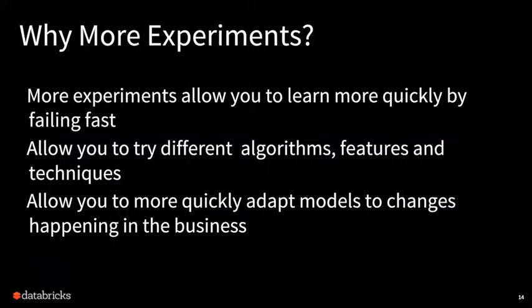So why more experiments? And I talked about this before. More experiments allow you to learn more quickly and fail fast. It allows you to experiment with different algorithms, features, and techniques. Apache Spark, as well as Databricks notebooks and other notebook-type features, give you a lot of flexibility to try a whole bunch of different tools in the toolkit, different algorithms, different featurization techniques, maybe using graph. So it gives you a lot of flexibility to use all those tools and have those available at your fingertips to do your experiments. It also allows you to more quickly adapt models to changes happening in your business.